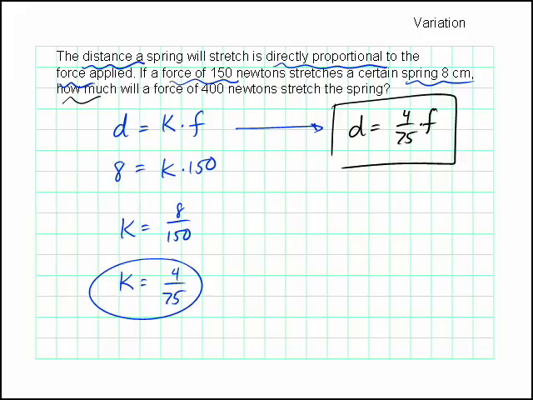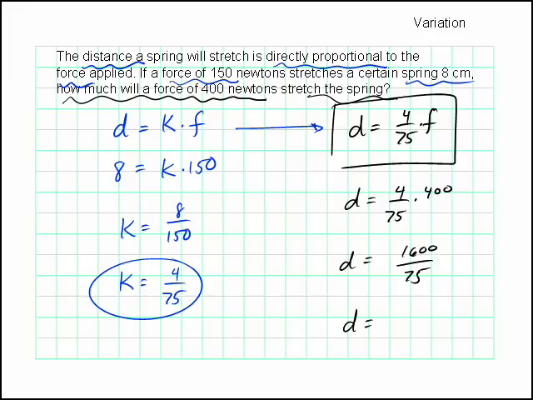So how much will a force of 400 newtons stretch the spring? Plug in the 400 for F. That's 1600 over 75, and if you take out your calculator and divide, 1600 divided by 75 is 21 1/3 centimeters. Make sure that you include the units if it has one. Okay, and we've solved our problem. Direct variation problem. I believe we have another one.